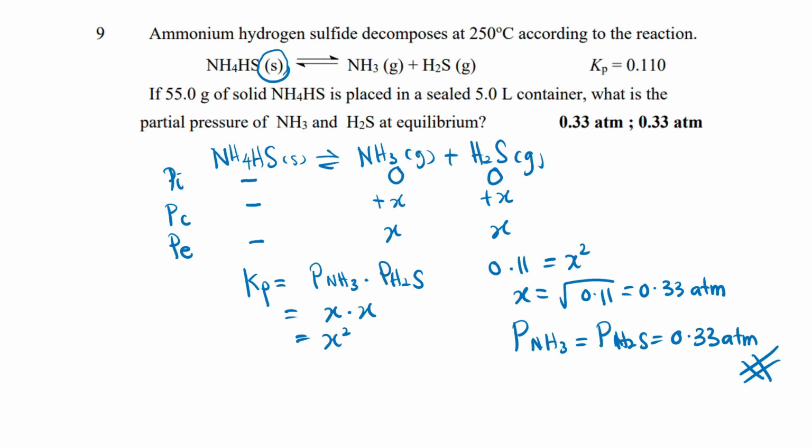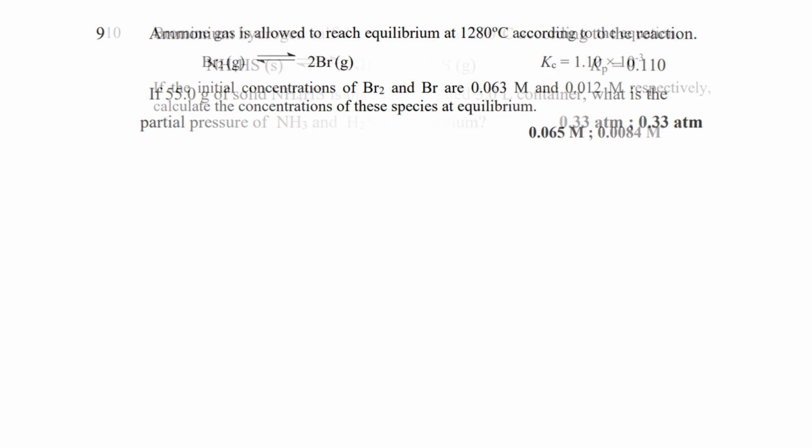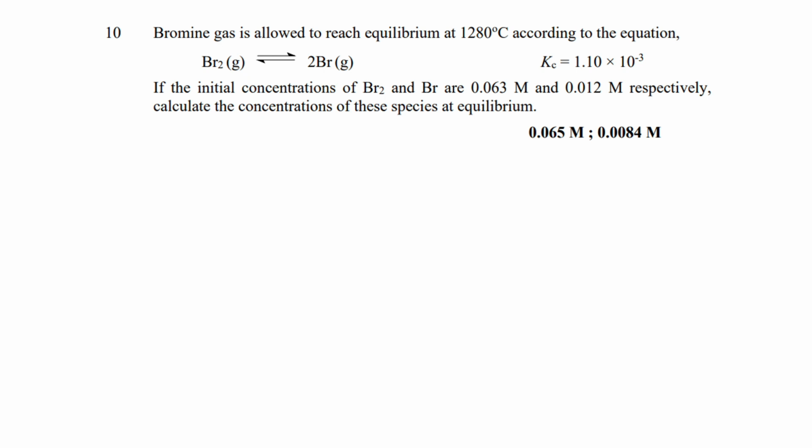Okay, next we go to question number 10. For question number 10, you are given bromine gas is allowed to reach equilibrium at 1280 according to the equation Br2 gas produces 2 Br gas, and Kc is 1.1 exponent negative 3. If the initial concentrations of bromine gas and bromine atom are 0.063 molar and 0.012 molar respectively, calculate the concentrations of these species at equilibrium.